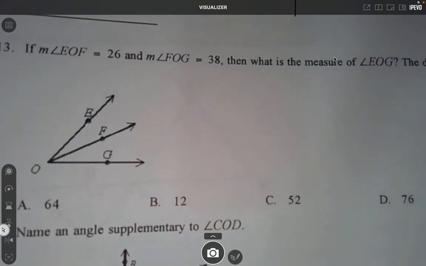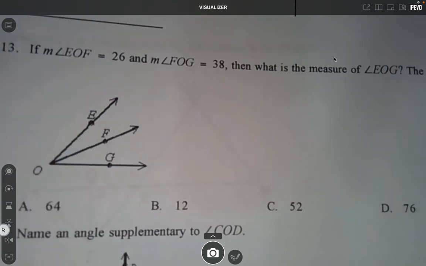Okay. Number 13. EOF is 26, so write that. FOG is 38, so write that where FOG is. What is the measure of EOG? How would you find the whole thing? You would add them, to get all of it. EOF and FOG, the whole thing, you add them, and what is it? 64. Answer choice A.